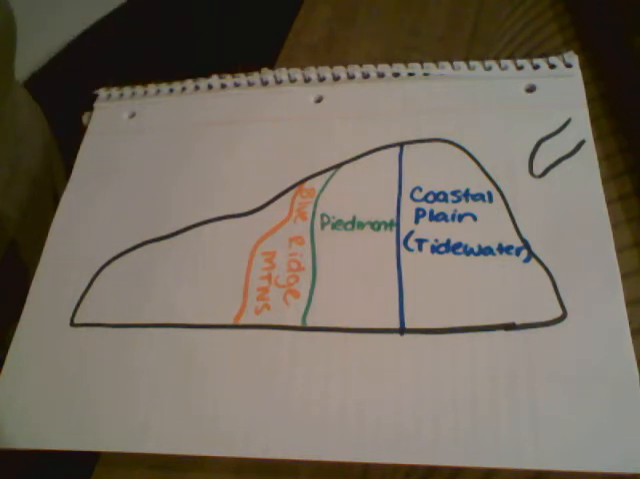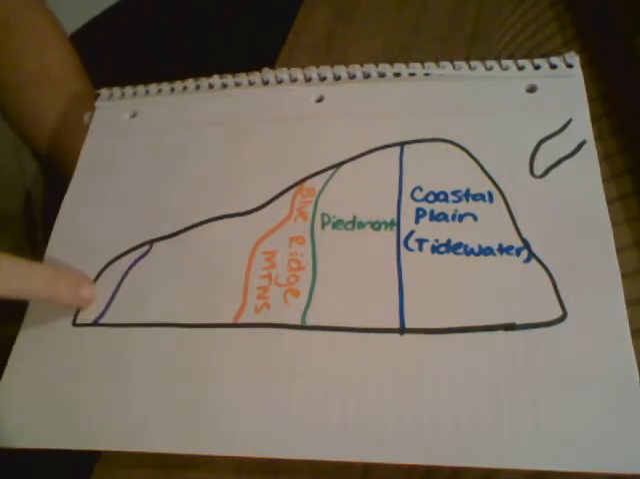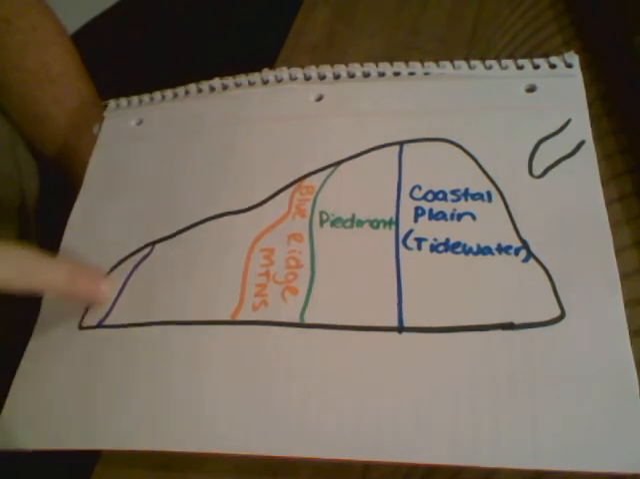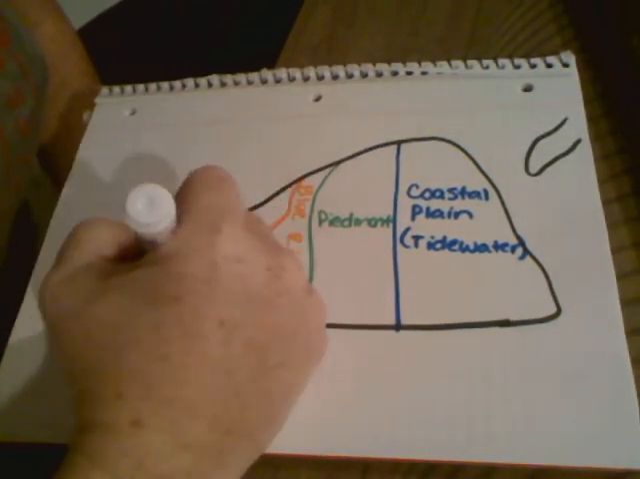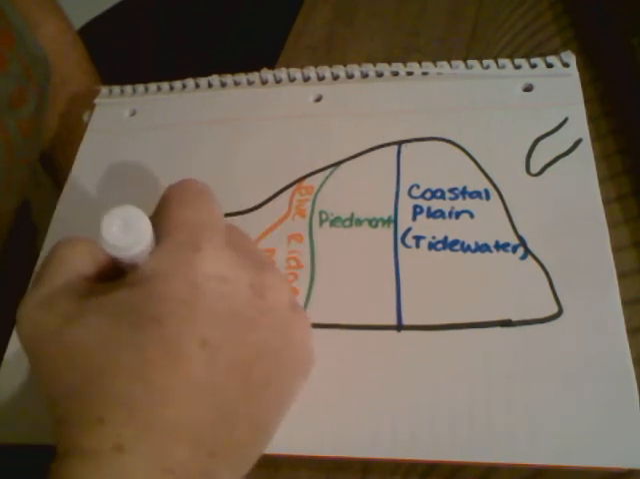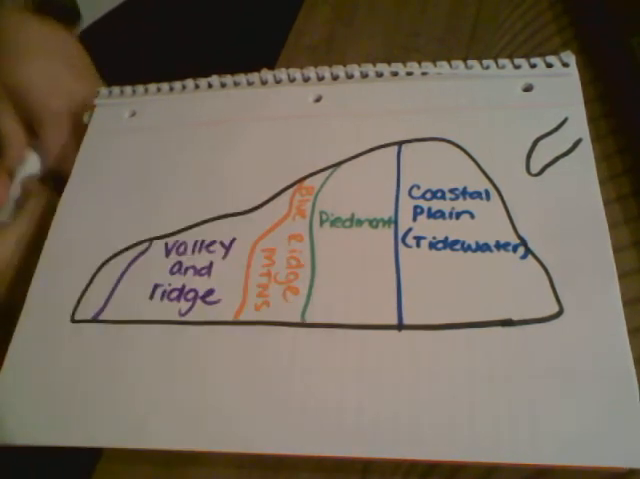Okay. And then right next to the Blue Ridge Mountains, and we're going to make sure that this line is just a little sliver off to the side because this region over here is really small, but this is called the Valley and Ridge. The Valley and Ridge region.